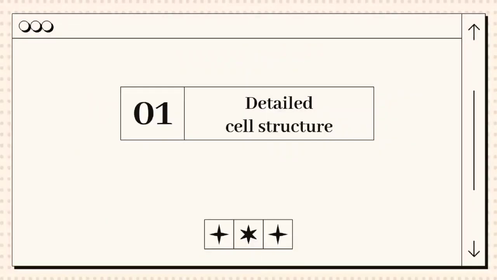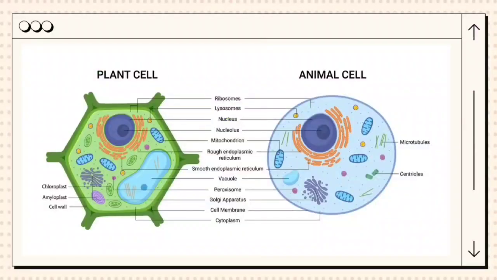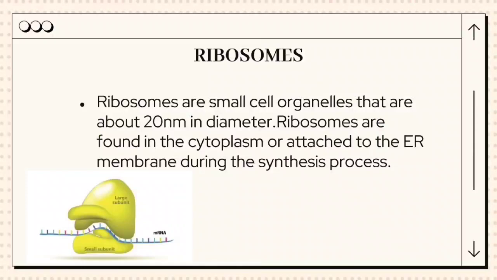The cell structure. The structural cells existing in animals and plants. And that is the structure. The first is ribosomes. Ribosomes are small cell organelles that are about 20 nanometers in diameter. Ribosomes are found in the cytoplasm and are attached to the ER membrane during the synthesis process.